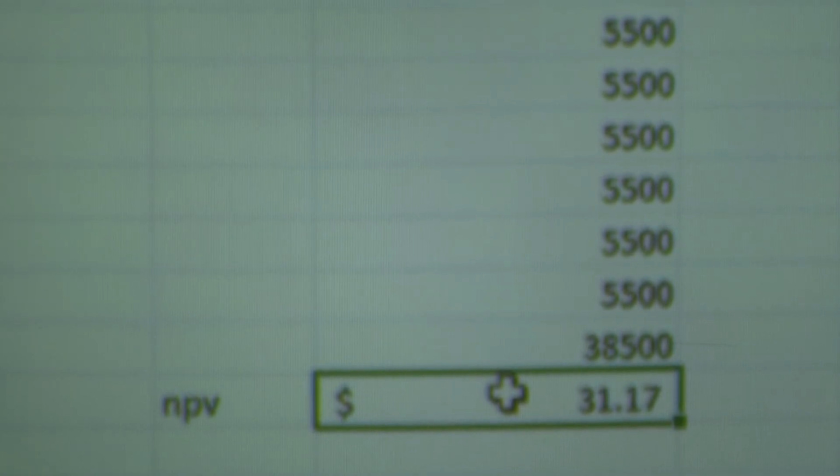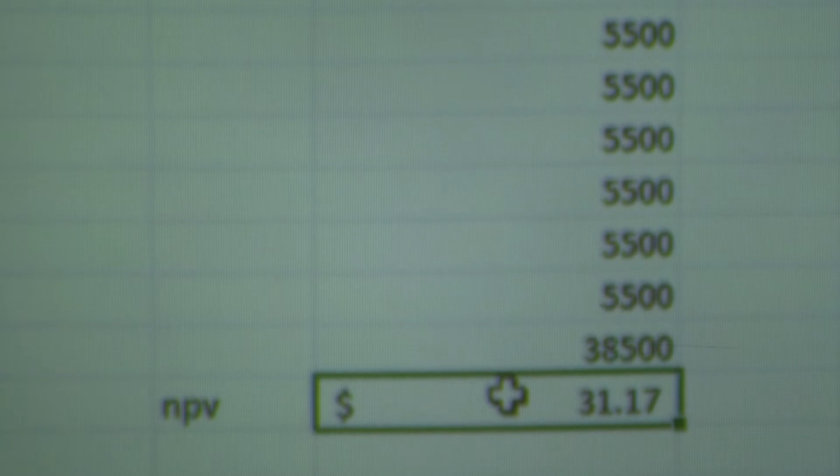Doesn't seem right. But assuming that is right, and this were a project we were evaluating, what would you tell your boss? Yes? No? I see a lot of yeses. Anybody say no? Excellent. You've learned well. Why is it a good idea?